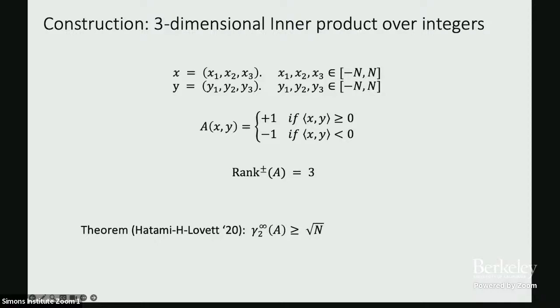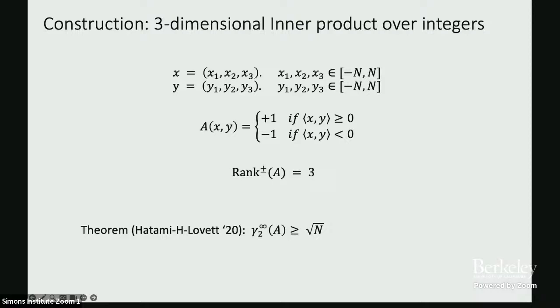Okay, so the size of the matrix is roughly n cubed, but it's poly n, so it doesn't matter. So the result was, basically, that the gamma 2 infinity norm of this is at least poly n. And I won't describe the proof, but the proof was a lot of technical Fourier analysis over Z_p, basically.